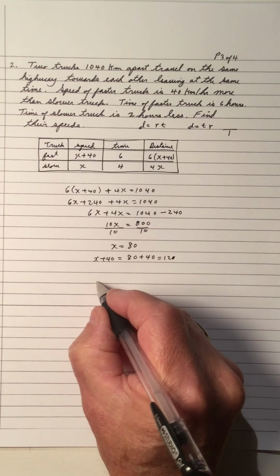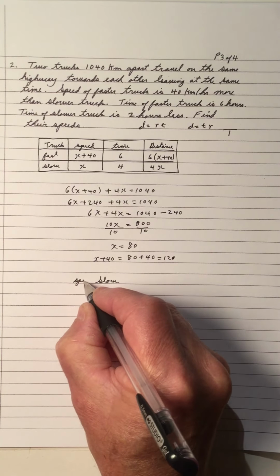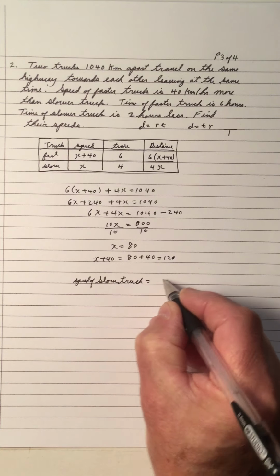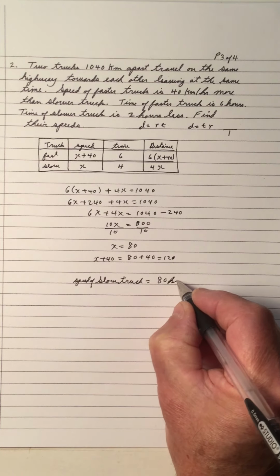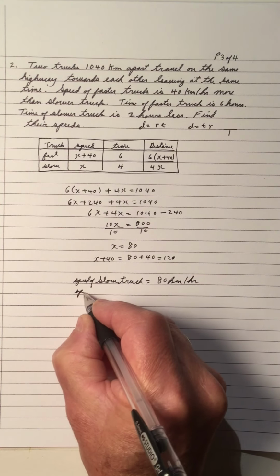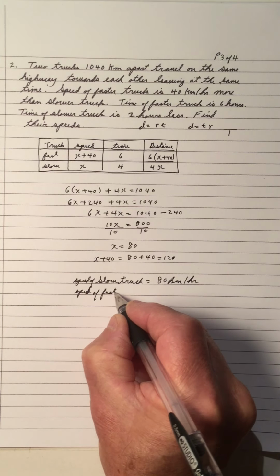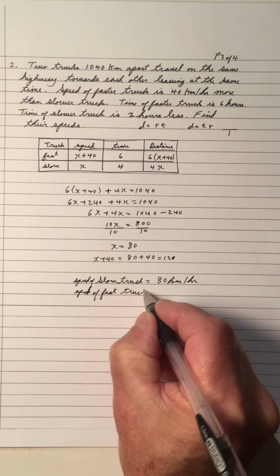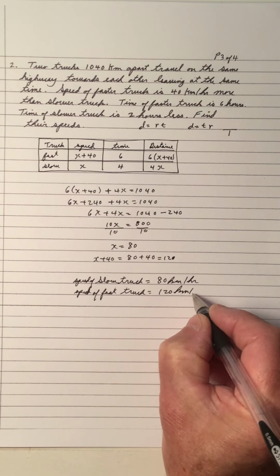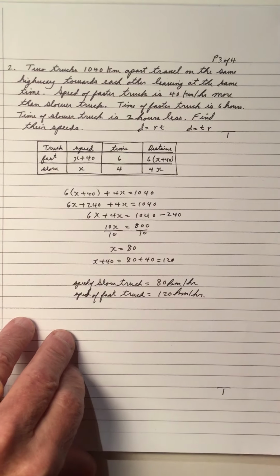So the speed of the slower truck is 80 kilometers per hour, and the speed of the fast truck is 120 kilometers per hour. Again, if you have these two answers, give yourself a mark.